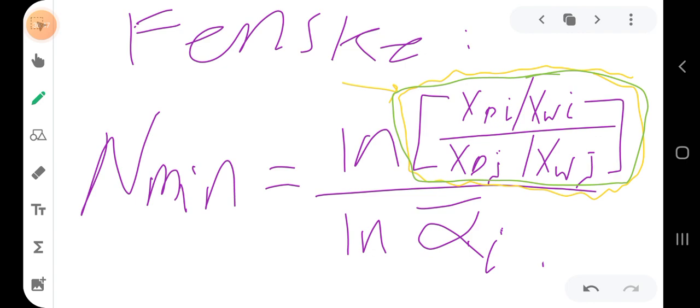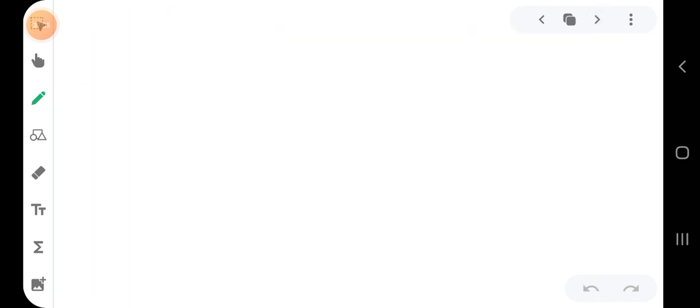Yeah, I think that's it for the Fenske equation. I think this is enough for the Fenske equation. And now let's talk about the Underwood equations.